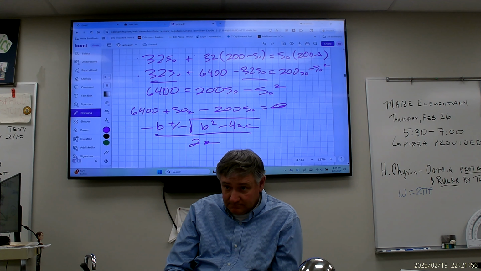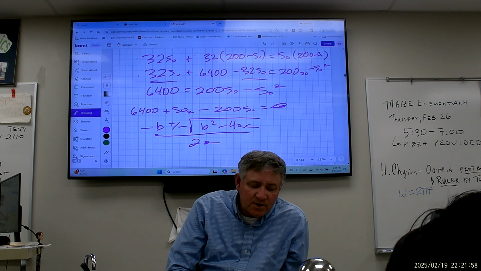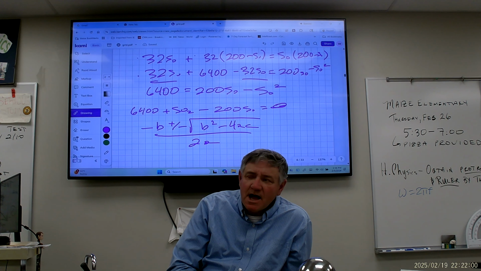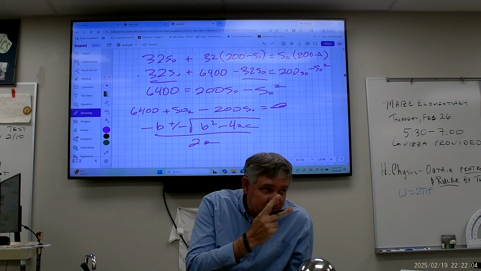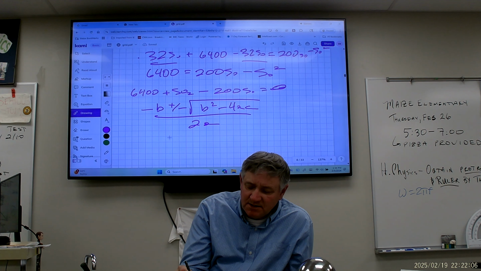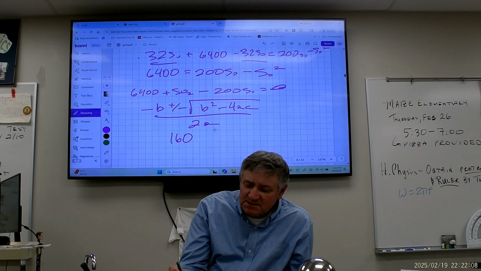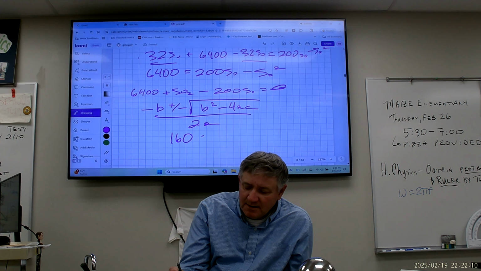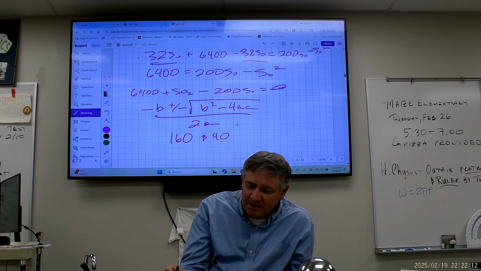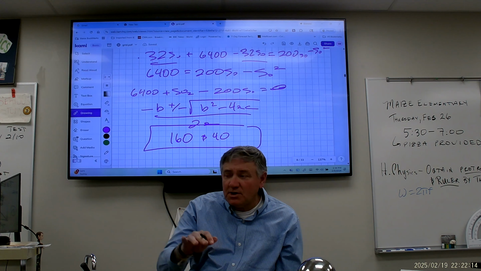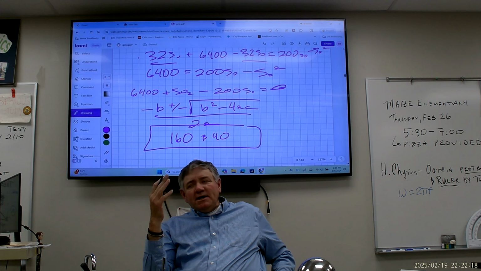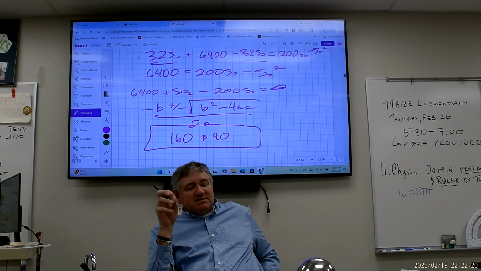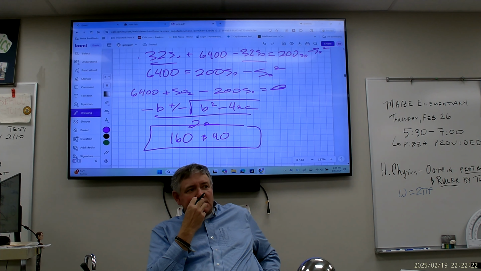So, if you do all this, how many roots should you get? Two. And in this case, imaginary? No. You get 160 and 40. Why does it make sense? If you go through and plug those in, why do you get 2 positive roots? Why does it make sense that those are 2 roots?